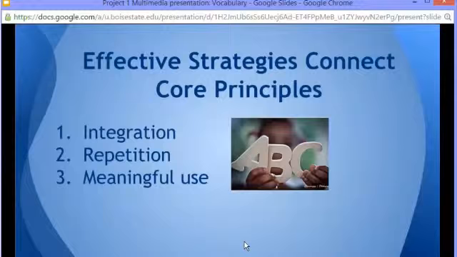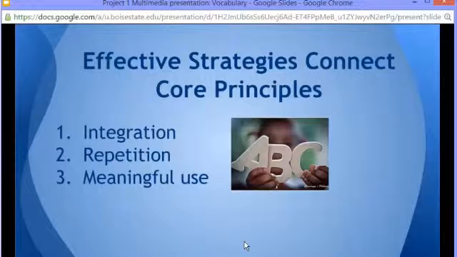The important thing to remember is that the key to any effective strategy will have students take an active role in achieving understanding rather than a passive role of receiving information. This means connecting a strategy with one of the core principles.